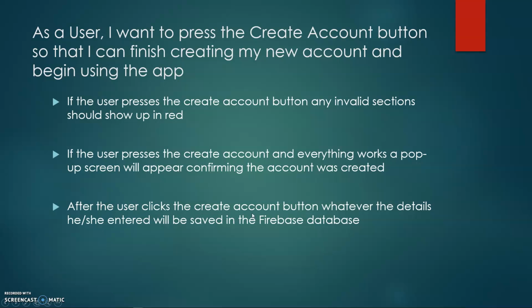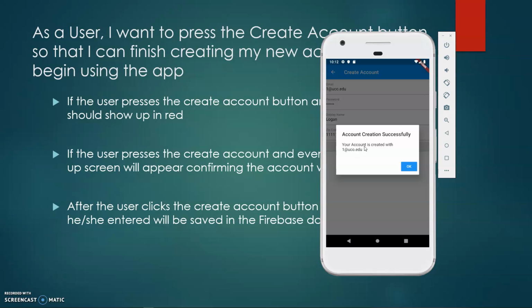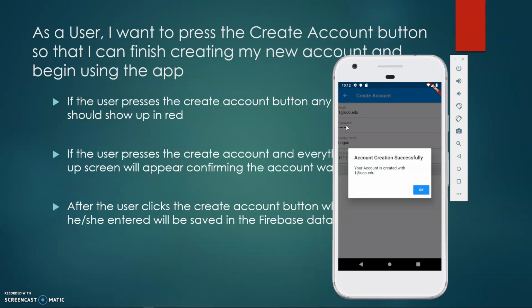After the user clicks the creation button, whatever details he or she entered will be saved in the Firebase database. So you can see this is what it looks like when it's created successfully, and when it's not, it will show in red where I demonstrated earlier when something is invalid. I'll go ahead and pull up the Firebase so that I can show you that it's been created.